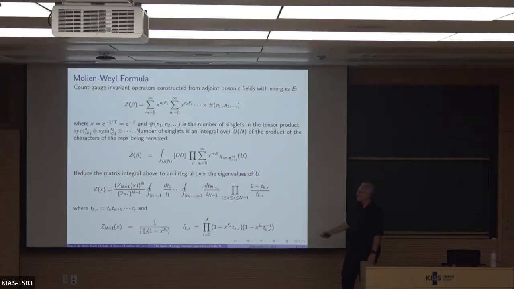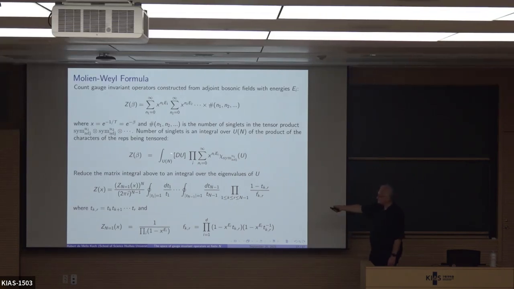What's the character? Well, the character of a tensor product is the product of the characters. So this product over i now tells me the character of that state sitting over there. I multiply by the character of the singlet, which is just 1, and integrate over the group. So now I've got a new formula for my partition function.